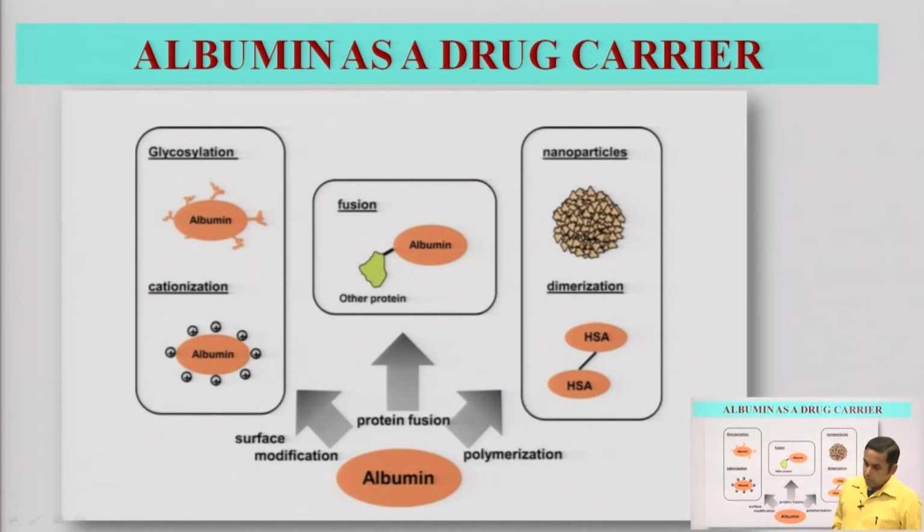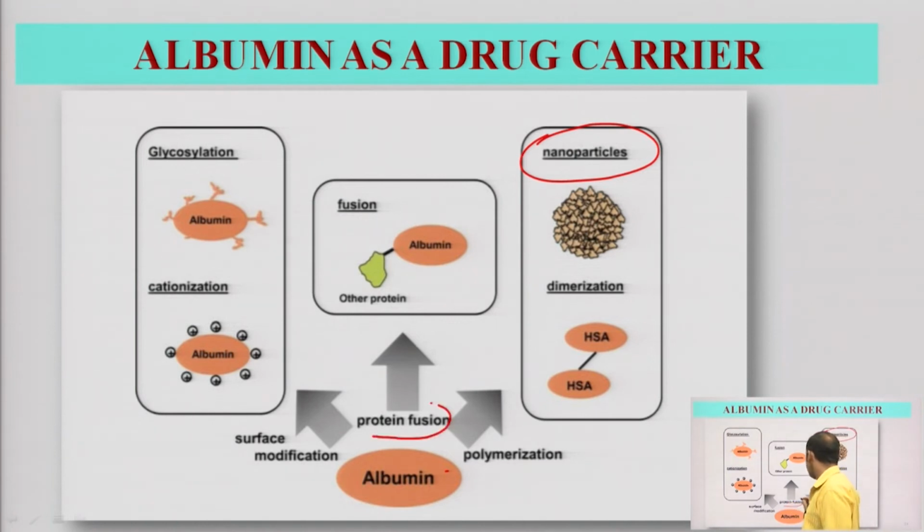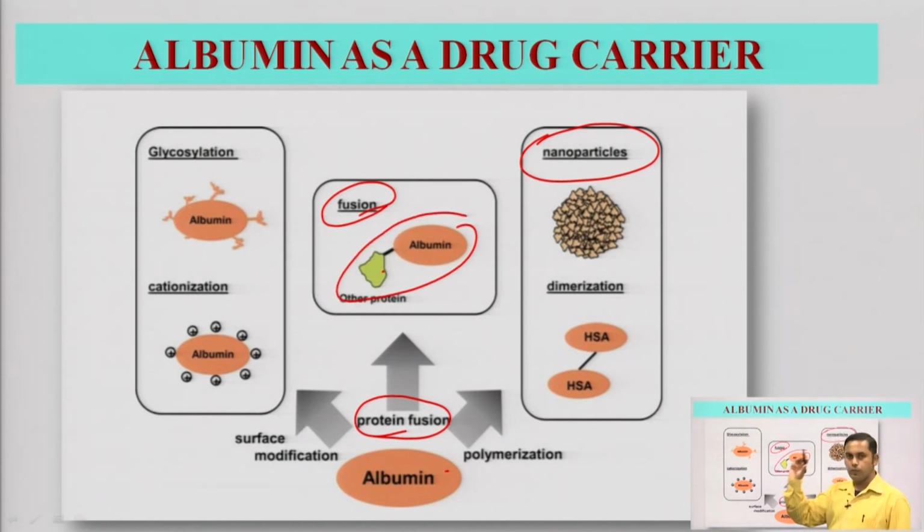Now, albumin, that is serum albumin, you can also use as a drug carrier. How? For example, this is albumin. By polymerization you can do dimerization, you can make some nanoparticle. You can do protein fusion, so your protein and albumin, both things will mix and be fused. You can also use these things as a carrier.